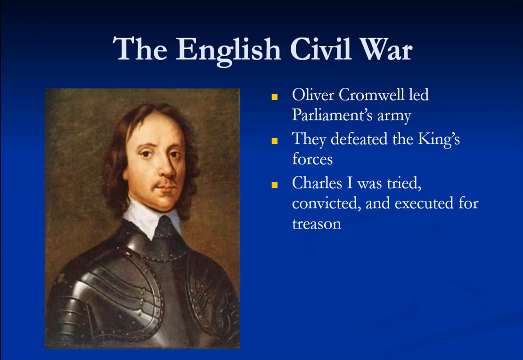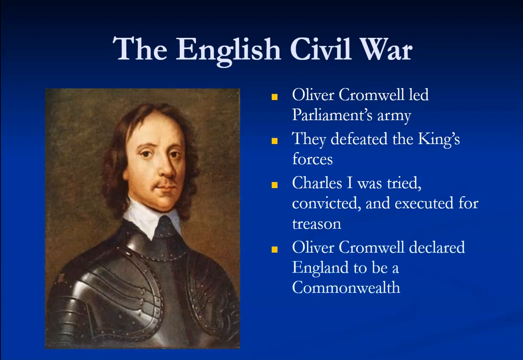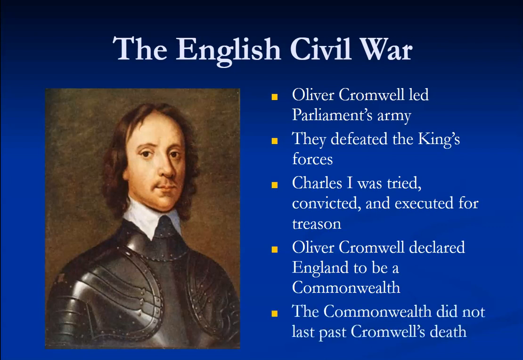This had horrified some of the people because they felt there was no way a king could ever betray his own country. And so this left a power vacuum, and Oliver Cromwell declared England to be a commonwealth. We would call that today a republic. So the idea was a democracy was supposed to form. However, the Commonwealth did not last past Cromwell's death, and it really wasn't a republic anyway, because what happened was Cromwell actually ruled as a dictator.